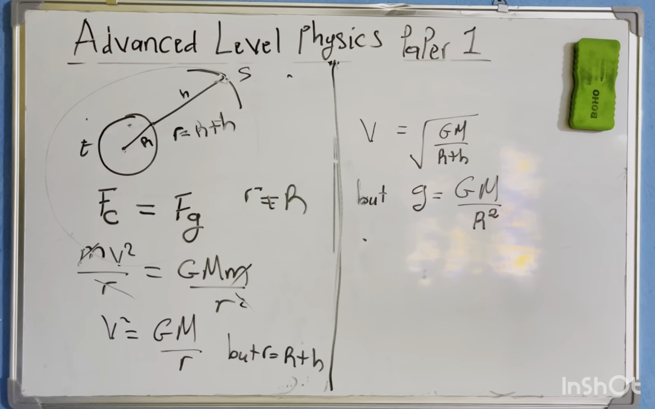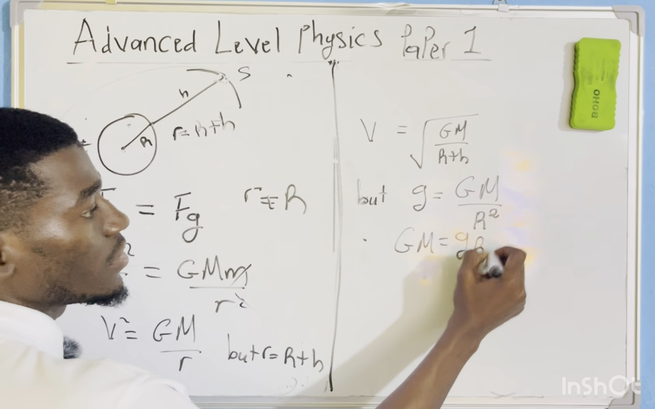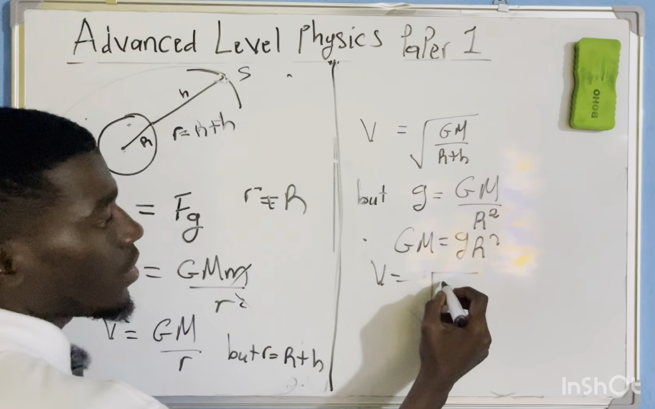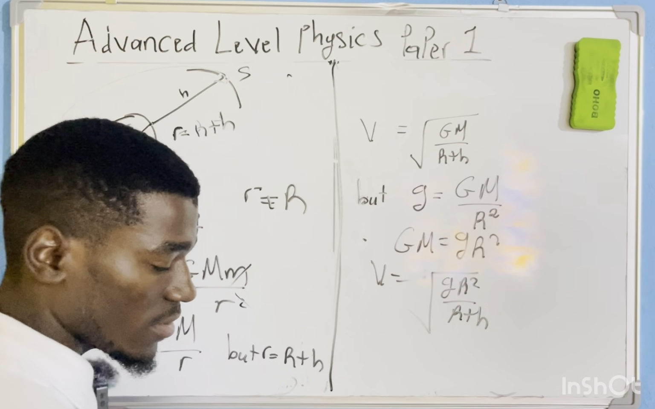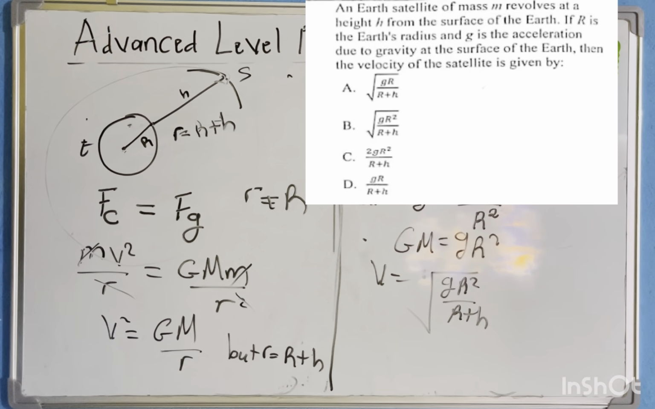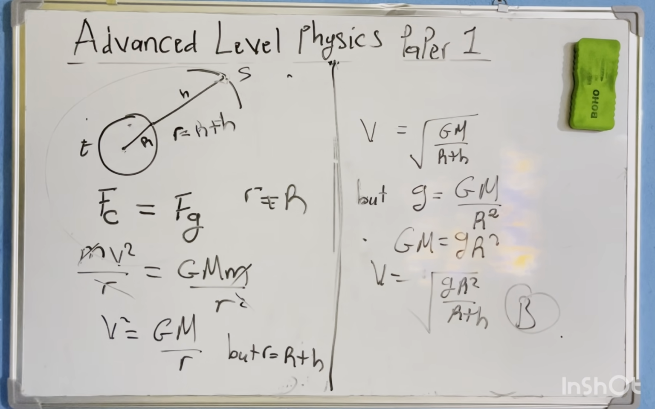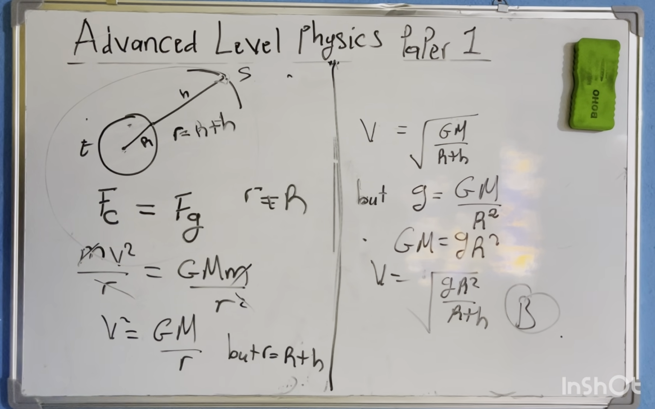That is what I know. Then from here I can make GM the subject. GM is simply equal to gr squared. Let us substitute and see if the answer comes out. So I will have gr squared all over r plus h. Let us see if there's any proposal. Okay, making the best proposal to be B. As simple as that. So if people understand that centripetal force equals gravitational force, from there you derive, you have your mark.